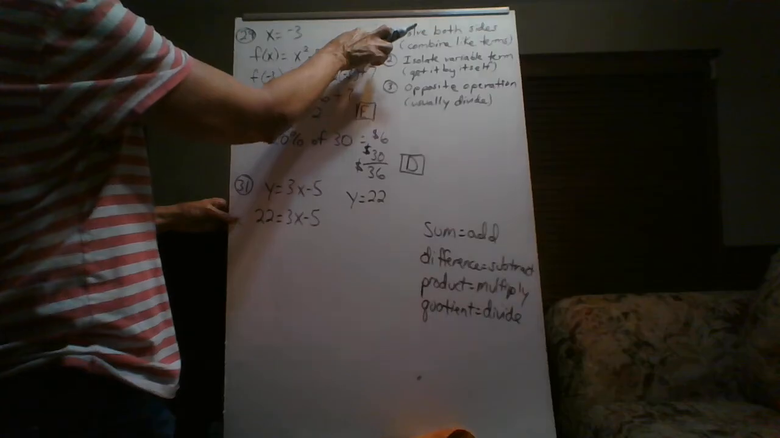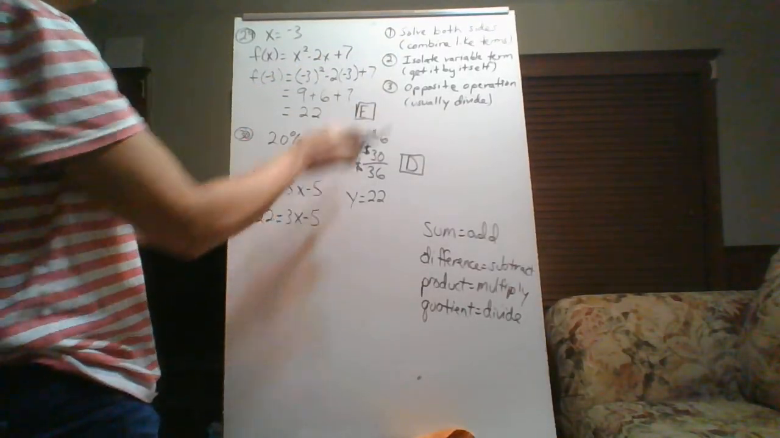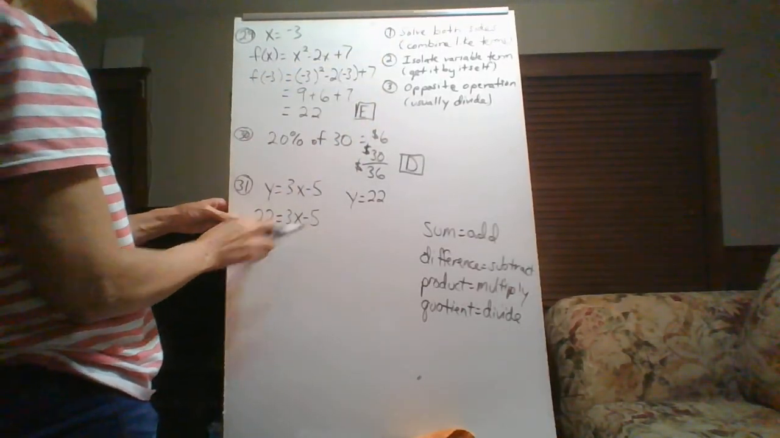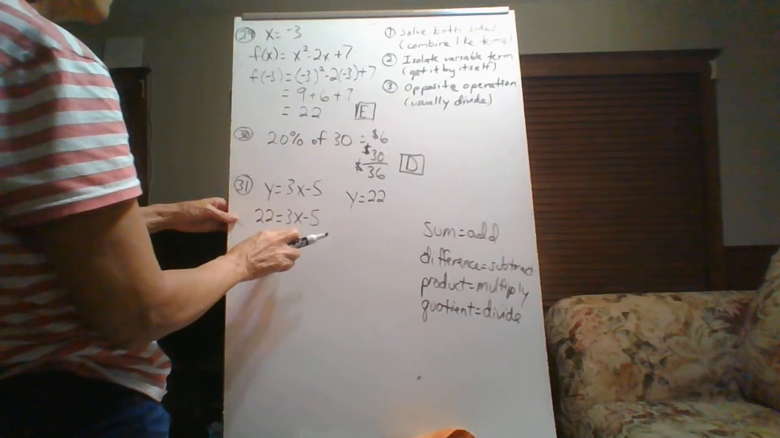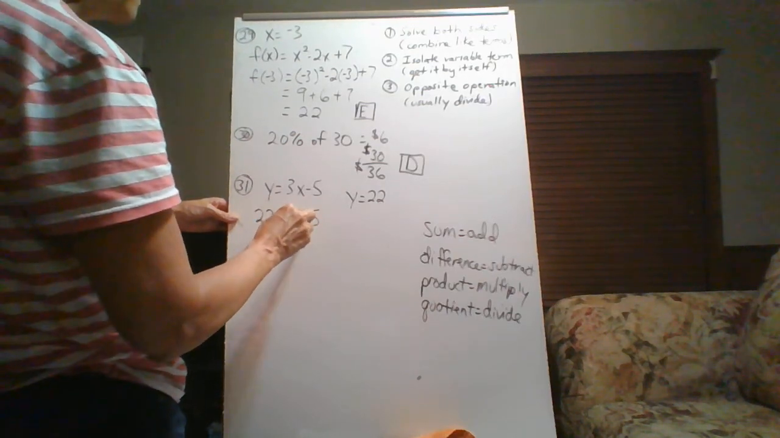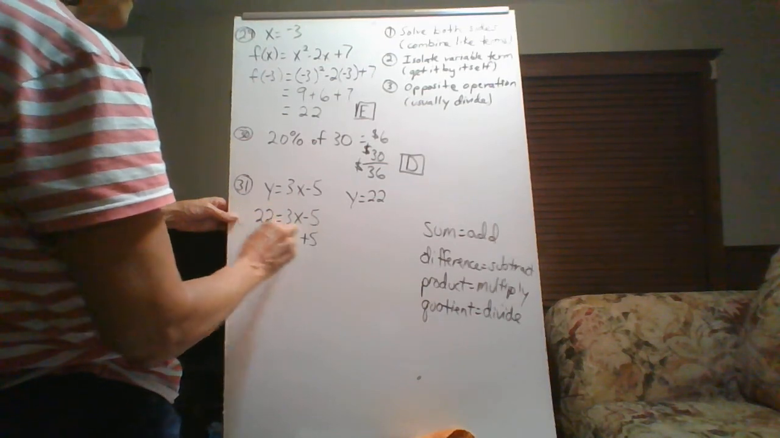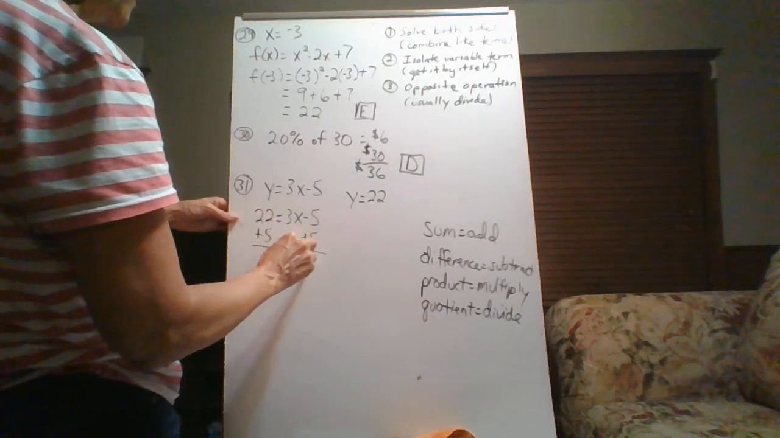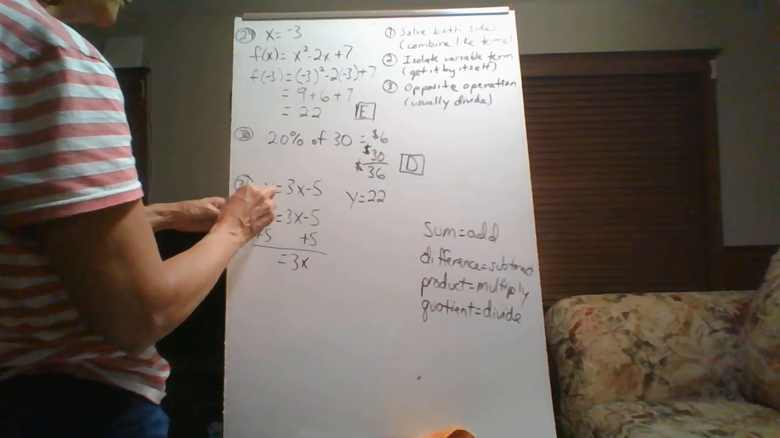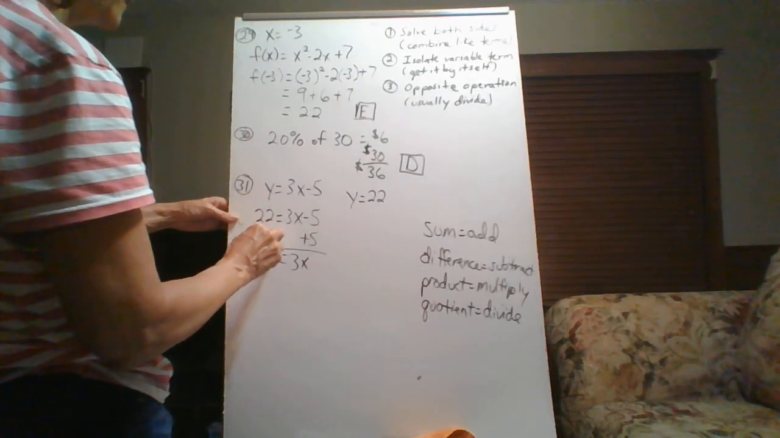All right, go back up here again because we're solving for x. We're solving for a variable. Solve both sides. Done. Isolate the variable. I need my 3x by itself. So I'm going to add the 5. 3x equals 22 plus 5, which is 27.